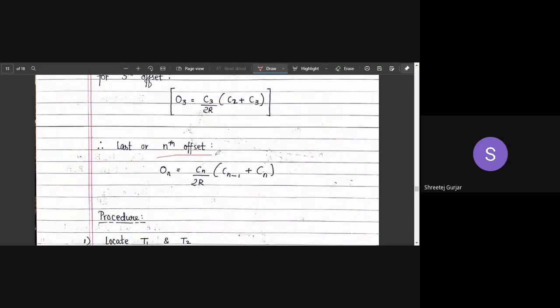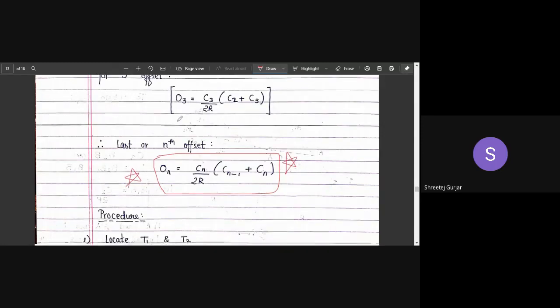In general, we can assume Cn by 2R times (Cn minus 1 plus Cn), where n is the nth offset, Cn is the current chord we are dealing with, and Cn minus 1 is the previous chord. I hope you recall all these methods we have studied. This comes under the linear methods.